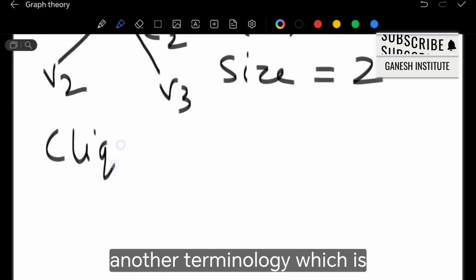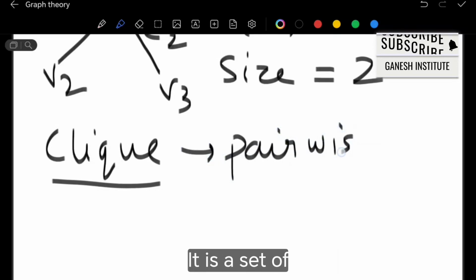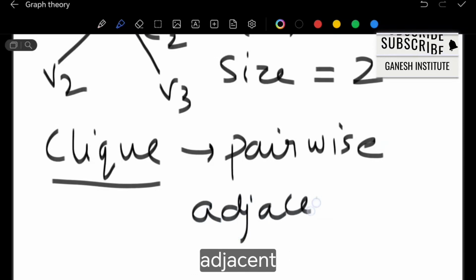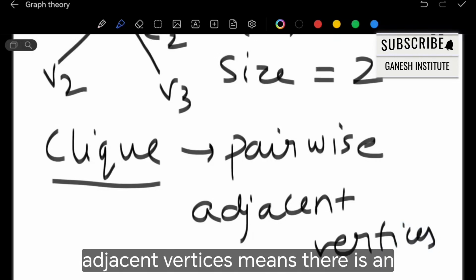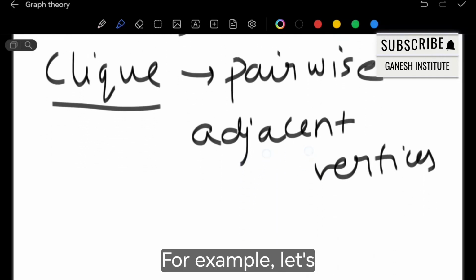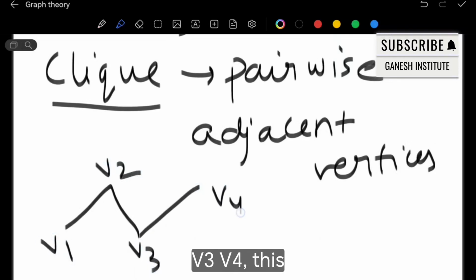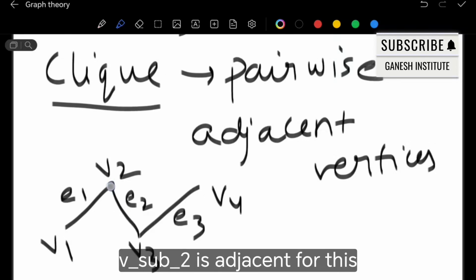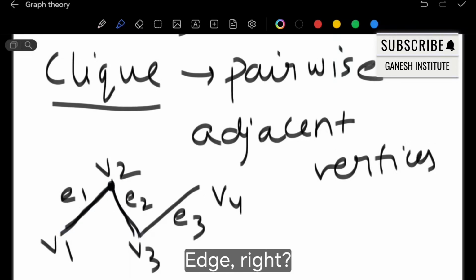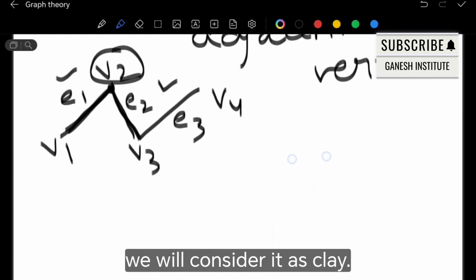Then we have another terminology which is clique. What do we mean by clique? It is a set of pairwise adjacent vertices. Adjacent vertices means there is an edge between every pair of vertices. For example, let's say I'm creating this one, V1, V2, V3, V4. This is edge 1, edge 2, edge 3. So when we say adjacent vertices, V2 is adjacent for this edge and this edge, right? V2 is common in both of these edges. So if we have pairwise adjacent vertices, then we will consider it a clique.